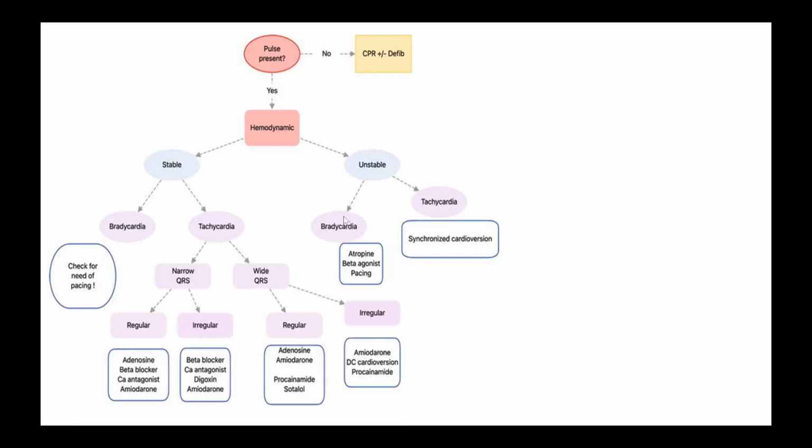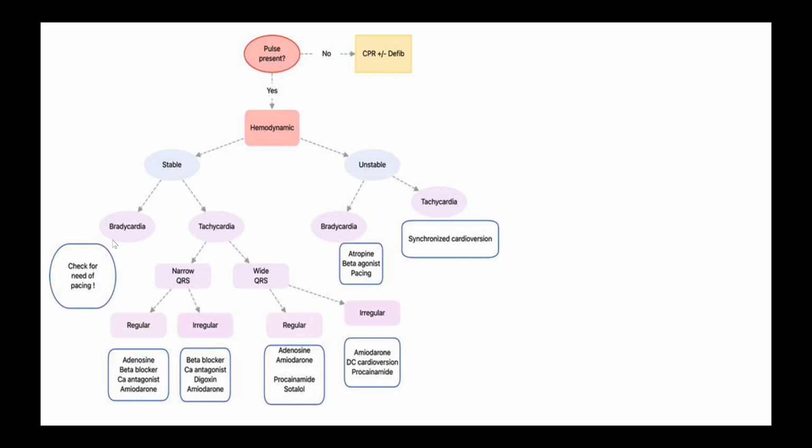Now coming to the flow chart, which is used to always first feel for the pulse. If pulse is not present, immediately start CPR, identify the rhythm and see whether it requires defibrillation or not, whether it is a shockable rhythm or not. On the contrary, if the pulse is present, then see for the hemodynamic stability, whether the patient is stable or unstable. If the patient is stable, see whether the rate is low or fast, brady or tachy.